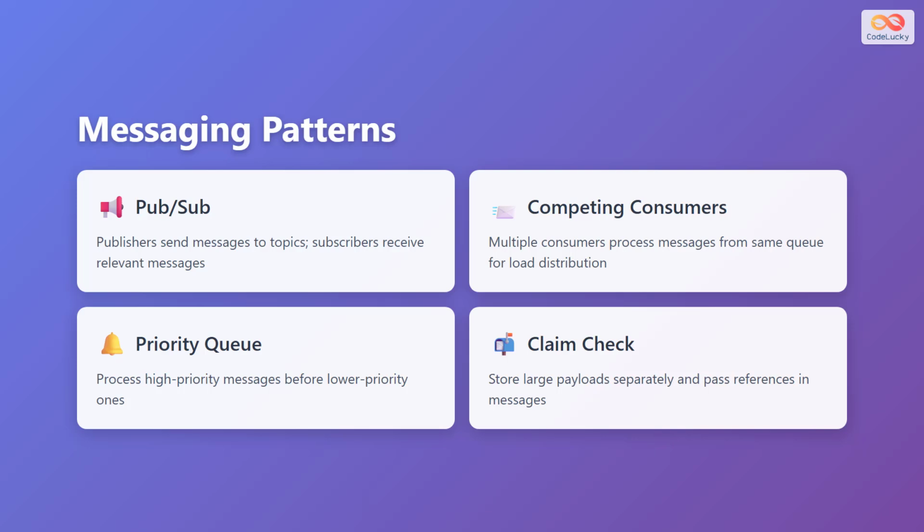Messaging patterns facilitate communication between distributed components. Publish-subscribe, or pub-sub, allows publishers to send messages to topics, while subscribers receive only the messages relevant to them. Competing consumers enables multiple consumers to process messages from the same queue, distributing the workload. Priority queue ensures high-priority messages get processed before lower-priority ones, which is critical for time-sensitive operations. The claim check pattern handles large payloads by storing them separately and passing only references in messages, keeping your message bus lightweight.